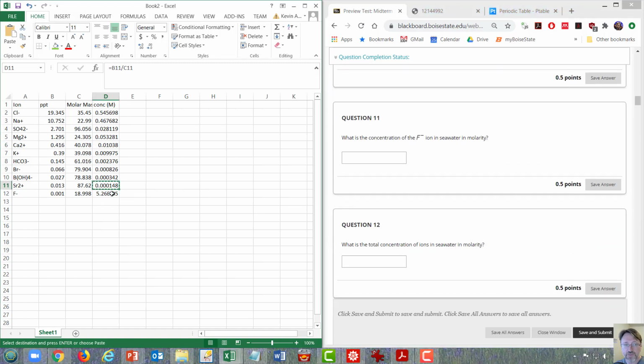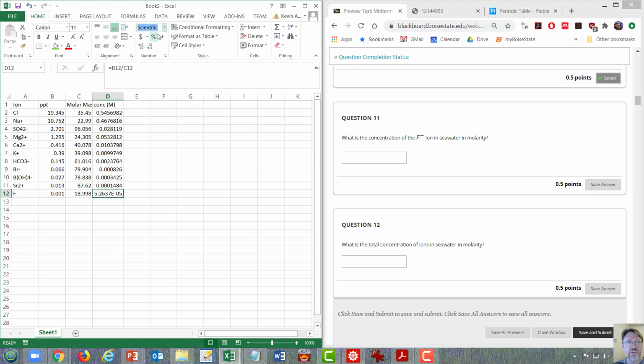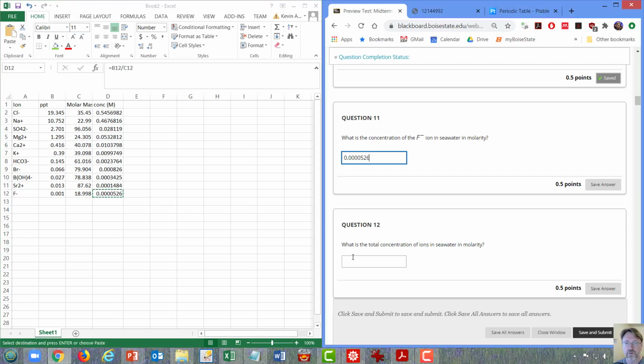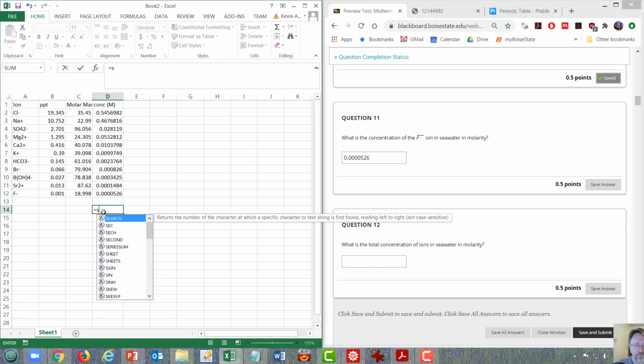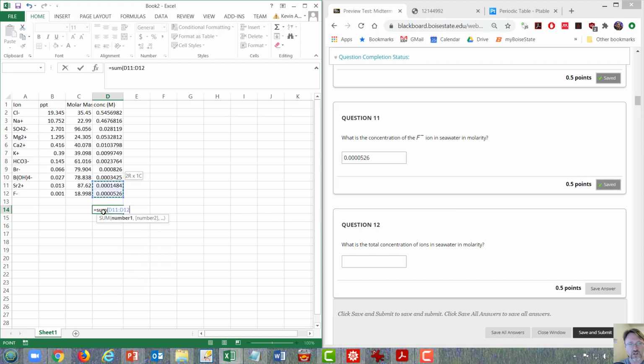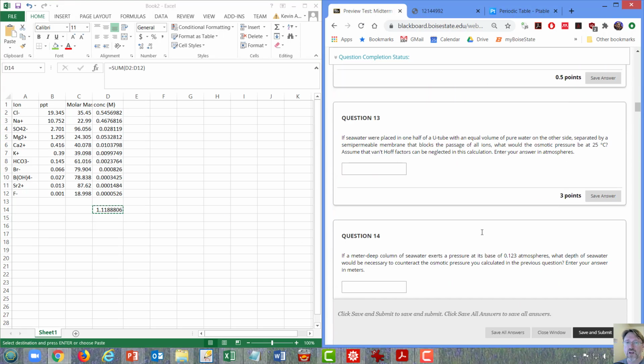And then we have to be careful about this one because it's in this Excel form of scientific notation, which we don't want. So what we need to do is switch it out of scientific notation into a number form. And let's get some extra digits. There we go. Now, what's the total concentration of the ions? Well, that's just going to be the sum of these. So equals the sum of all of these. There we go. All right.